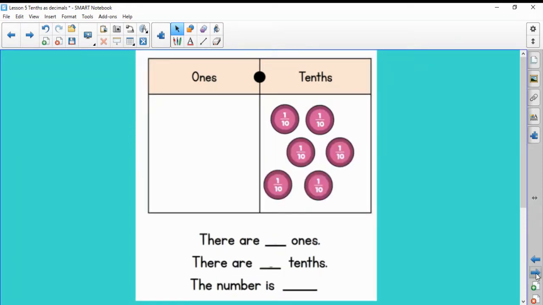Look at this place value grid. How many ones are there? That's correct. There are no ones. How many tenths are there? That's correct. There are 6 tenths. We write this number as 0.6.